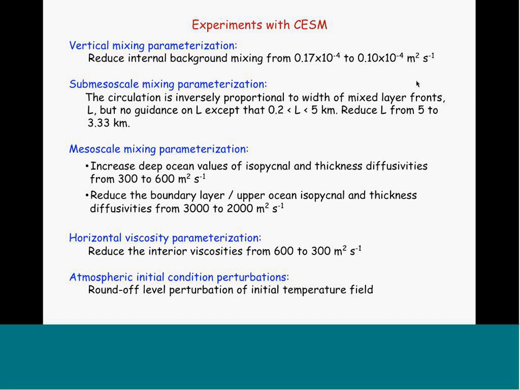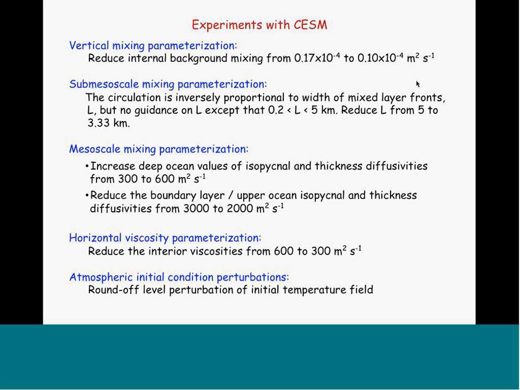What I'm going to show you is that I've performed several long simulations. In these simulations, I have modified some loosely constrained parameter values in the ocean model. This is not necessarily just CESM. These parameters are set in an ad hoc or loosely constrained manner in pretty much all the ocean models. Not pretty much, all the ocean models.